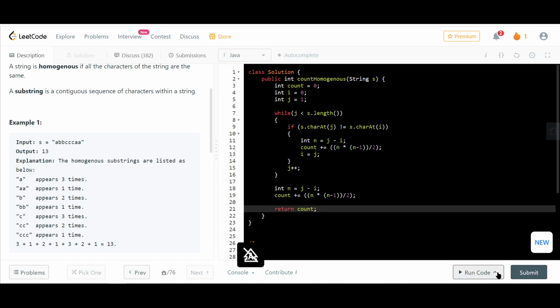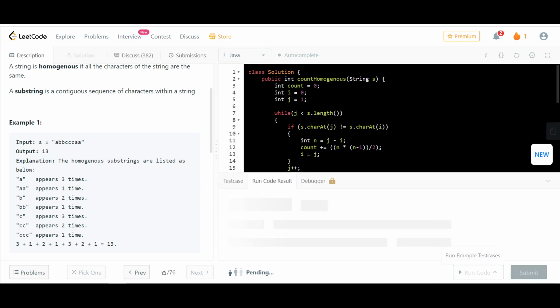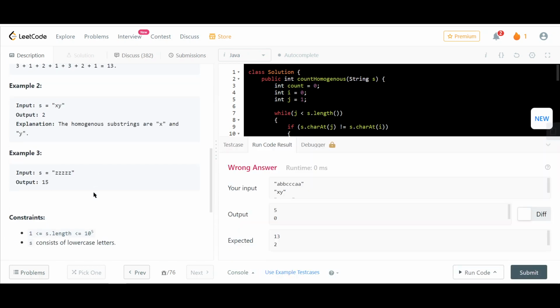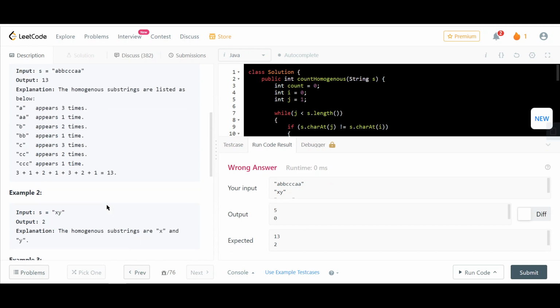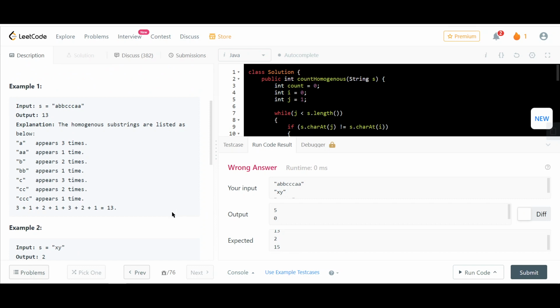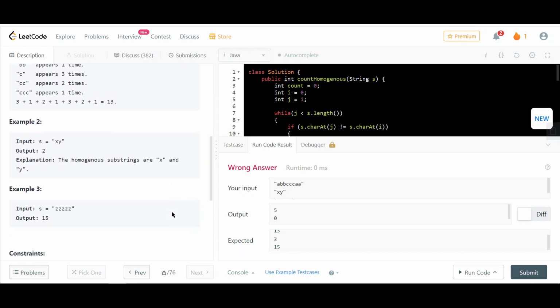Okay, let's run some example test cases and see if they pass. Oh, we got a wrong answer. Okay, let's see which ones are wrong. First one, answer is 13, we got 13. Second one, answer is 2, we got 2. Oh no, this is expected. So we got 5, 0 and 10, but it was 13, 2 and 15. I think this XY where we got 0 is a problematic one.